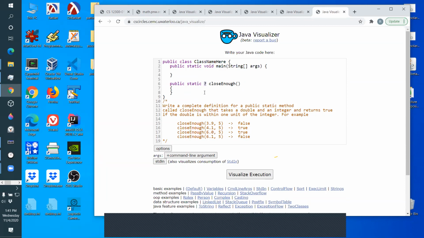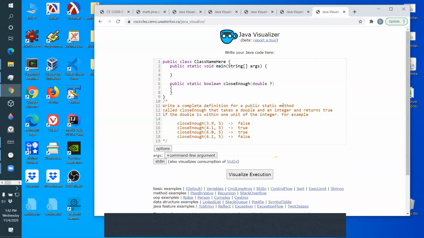What goes here? Boolean, because it returns true or false. See, it returns true and false. So it returns a Boolean. Okay. Now, it takes in 2 numbers. It takes a double. So the first number is a double.